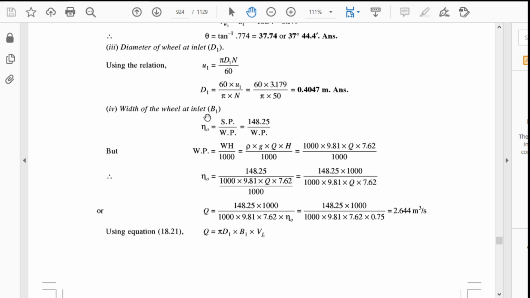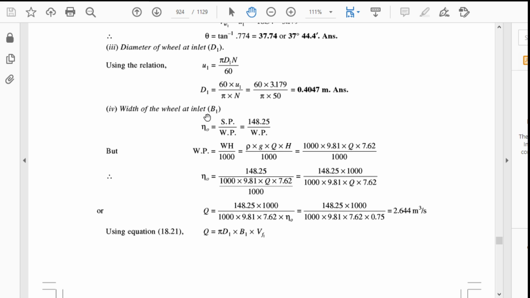Now for this, b1 is the term which comes in the discharge expression. So first you have to find the value of discharge, because in the whole problem they haven't given any value or hint for discharge. So by using the expression of overall efficiency, we can find the discharge, because overall efficiency is shaft power divided by water power.